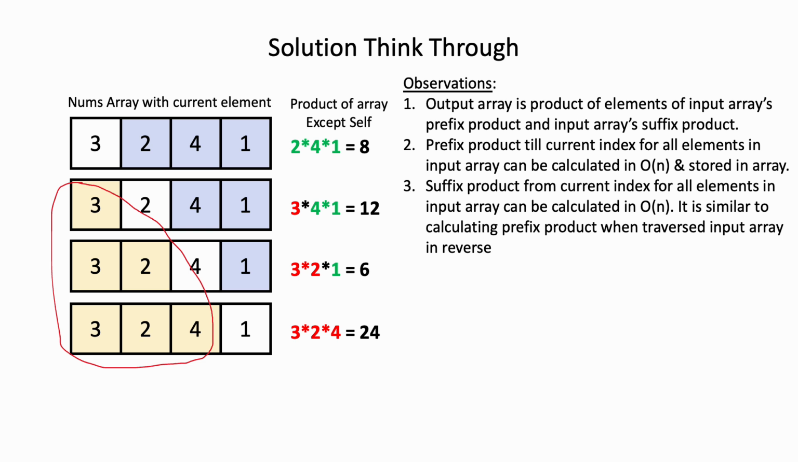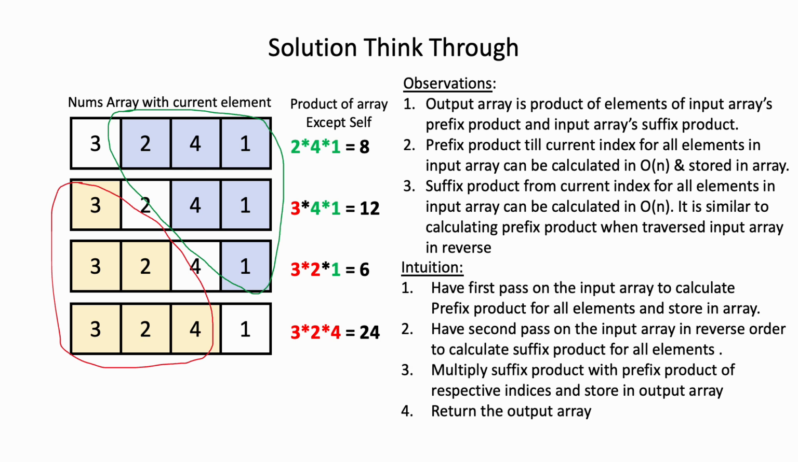Observation 3: the suffix product from the current index for all elements in the input array can be calculated in O(n) time. It is similar to calculating the prefix product when traversing the input array in reverse order. The portion of the input array with different current index colored in light purple and highlighted in green are the elements contributing to the suffix product from the current index element.